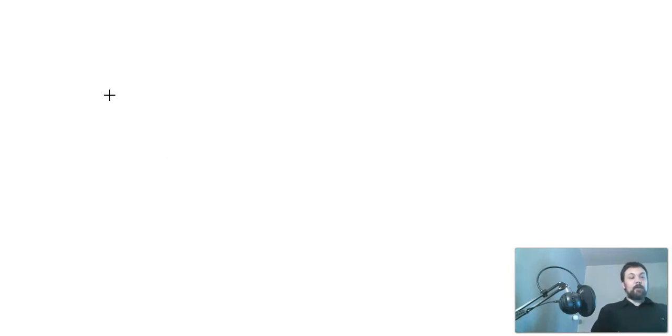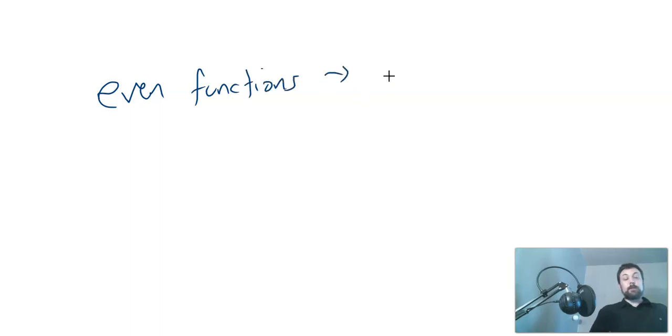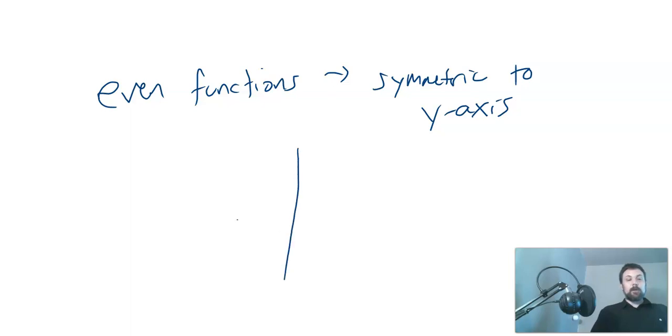So even functions are symmetric to the y-axis. And I kind of mentioned what that means earlier. And so a good example of this would be the V shape that we talked about. So the absolute value of x. So here's the y-axis right here. I'm doing a bad job. Here's the y-axis.